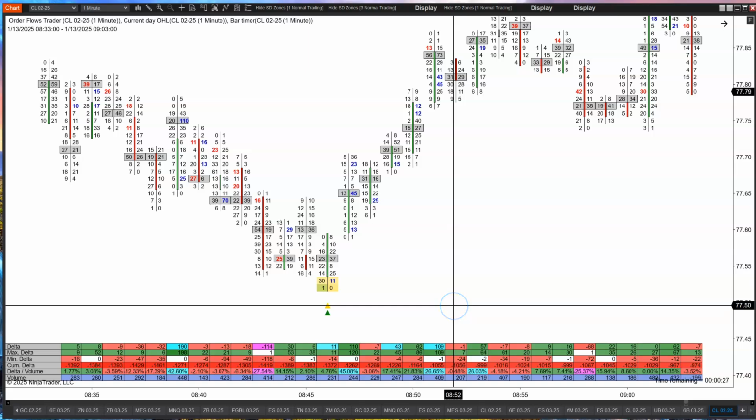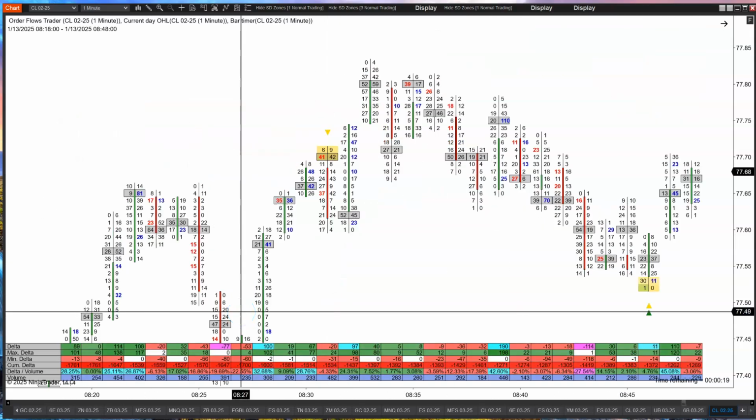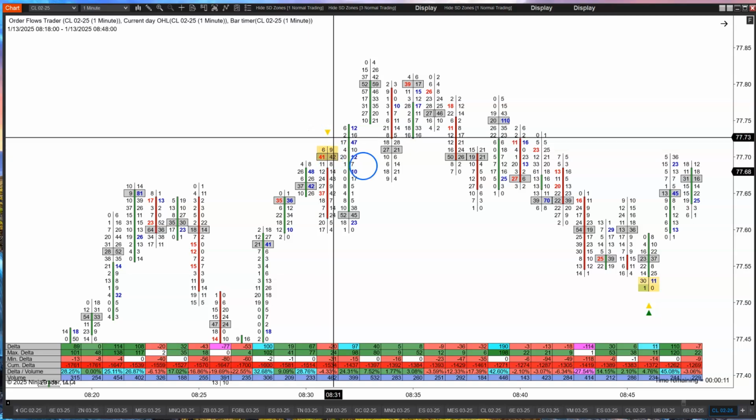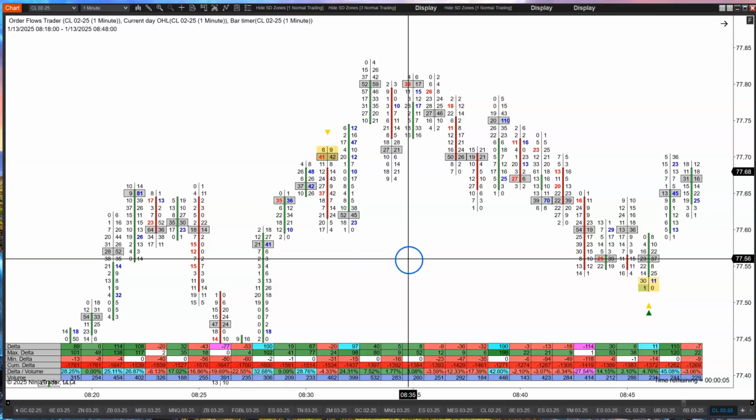Now, some traders say, you know what? I don't want to look at an order flow footprint chart. I just want to see it on my normal bar chart. There is a way you can do that. And the thing with the Orderflows trader is it's going to show you both instances, whether there's a delta divergence or an exhaustion print, or both a delta divergence and an exhaustion print.